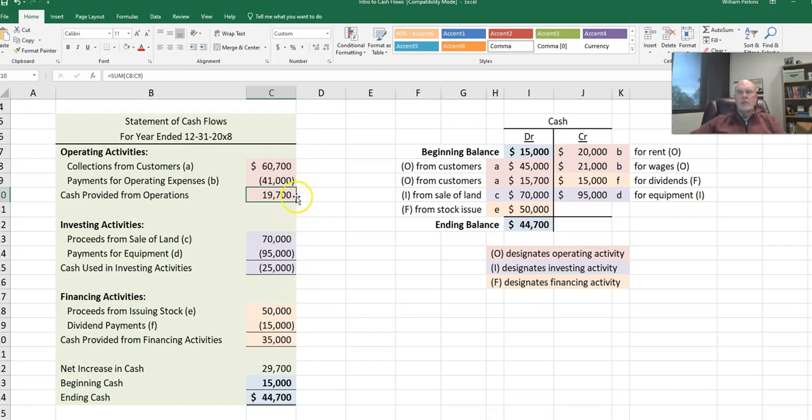Well, if you add these three subtotals, the cash that came from operations, the cash that was used up in investing activities, and the cash that was provided from financing activities, the net cash, we had an increase of $29,700. Adding that to the beginning cash, we had an ending cash balance of $44,700.